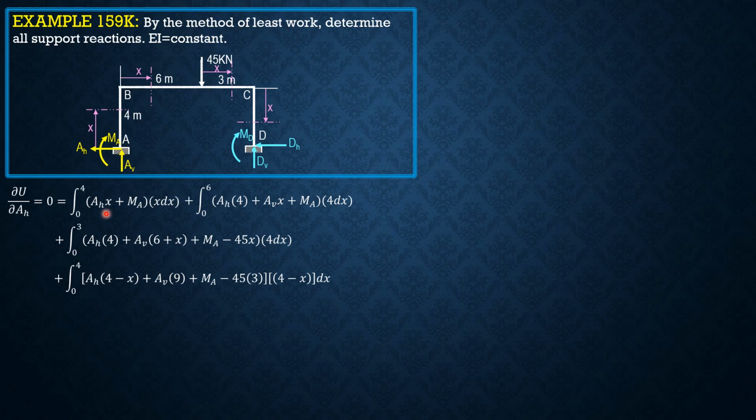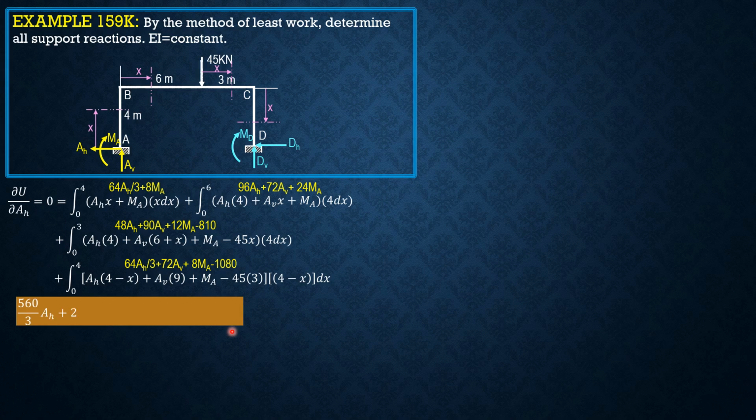So integrating for AH, then for MA, we have for the first integral 64 AH over 3 plus 8 MA. For the second integral, we have 96 AH plus 72 AV plus 24 MA. For the third, we have 48 AH plus 90 AV plus 12 MA minus 810. Then for the fourth, 64 over 3 AH plus 72 AV plus 8 MA minus 1080. So combining like terms, then equate to 0, we can set up the first equation, 560 over 3 AH plus 234 AV plus 52 MA equals 1890. So call that equation 1.